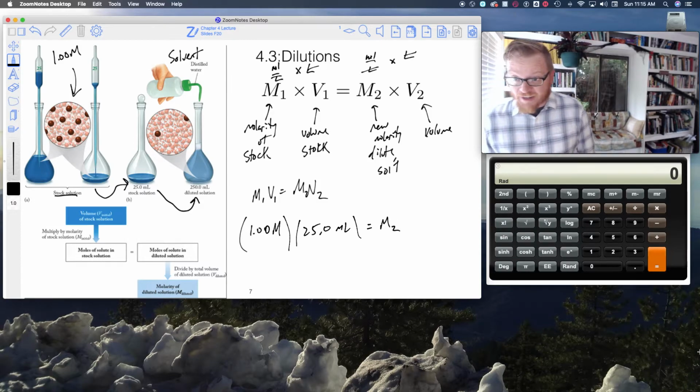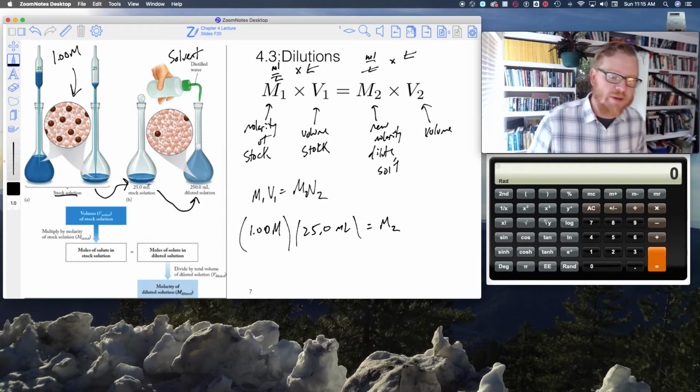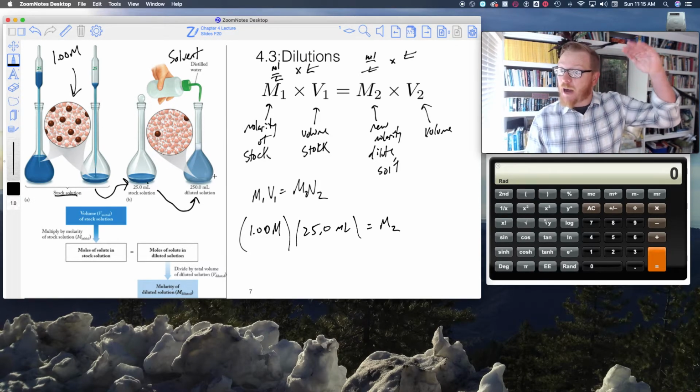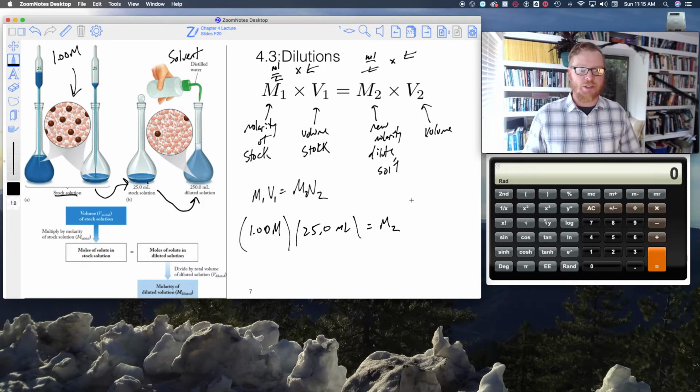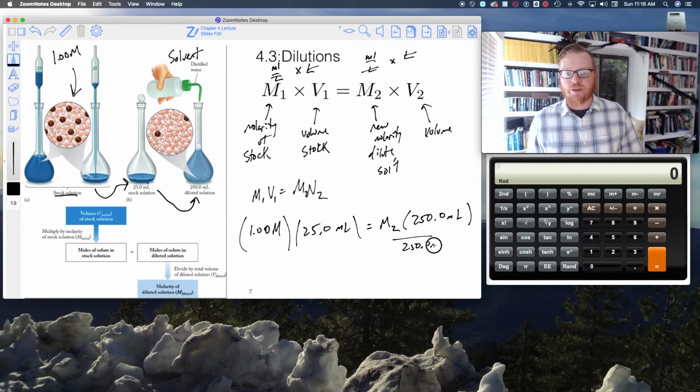M2, we don't know what that is. We're trying to figure out, if this was originally 1 molar and I took 25 milliliters of it and then diluted it up to 250 total milliliters, what's the new concentration? So now I know my V2 has to be 250.0 milliliters, and I can solve for M2 by doing the algebra. So I'm going to divide by 250 milliliters over this side, and I'm going to divide by 250.0 milliliters over this side. So we know all of that cancels. And look what happens to the units. The milliliter and the milliliter cancel. So I'm going to get to my molarity unit anyways.